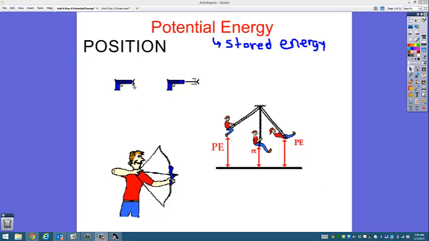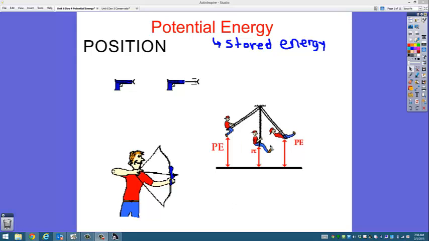So here you have a dart gun. You can press it back. The spring changes position, so it's going to give it energy so that way you can fire it. You have a bow and arrow over here. You pull it back. Same thing. You're going to do work on the object to make it move, that force in the distance. And then when you let it go, the arrow is going to go flying.